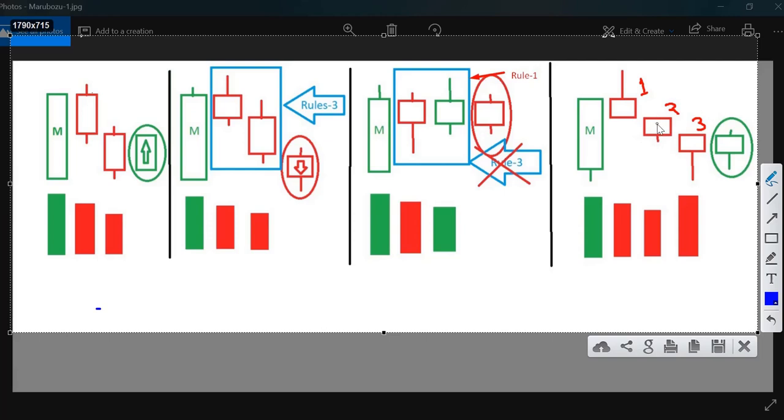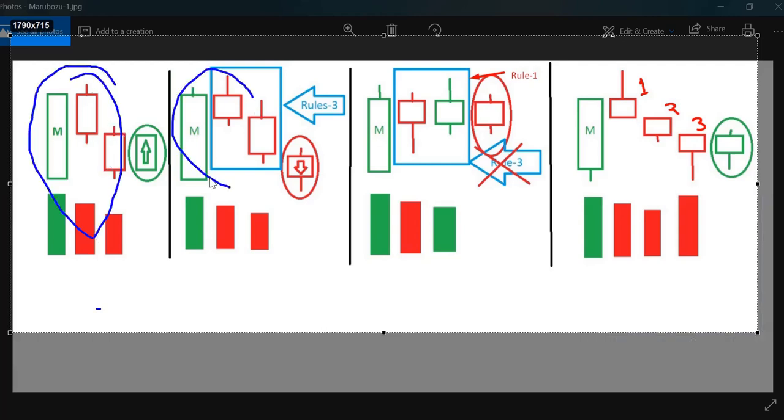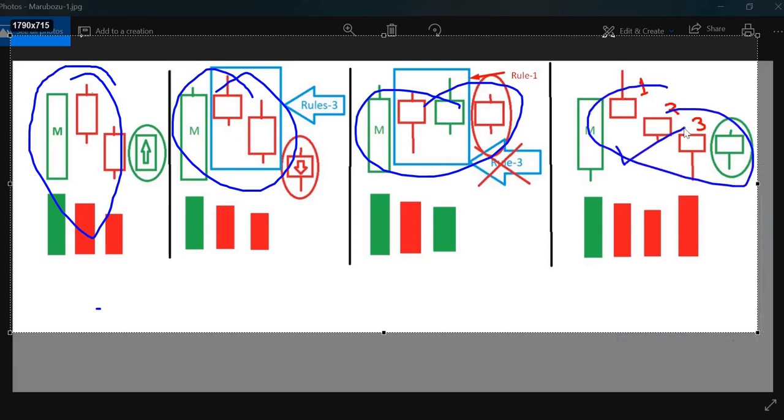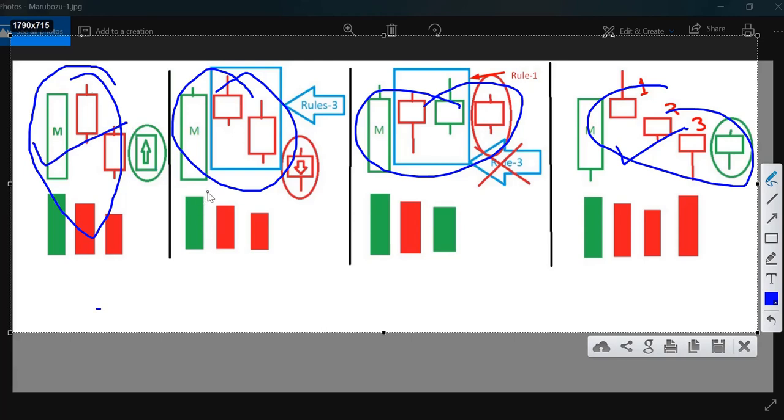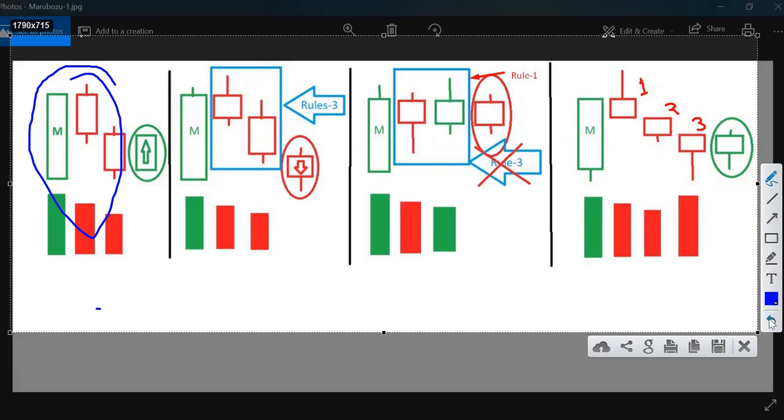So we will not trade on every candle. We have to wait for the setup, for this setup, for this setup. We have to wait for the official 1 2 3. We have to wait for this Marubozu setup, this Marubozu color change setup. Always wait for the perfect opportunity.